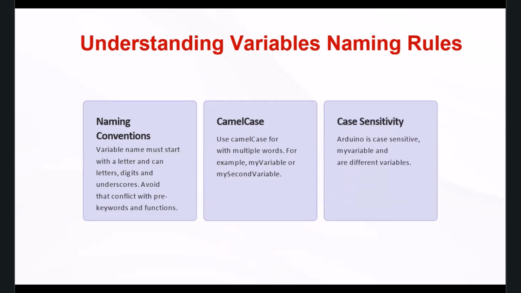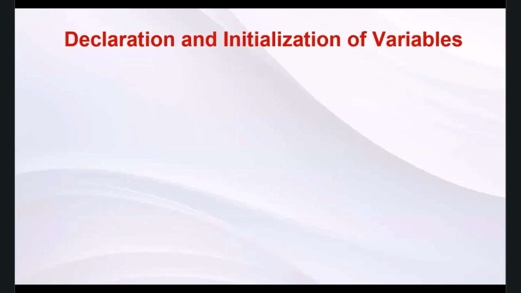The third point that you need to remember whenever you are declaring any variable is that it is case sensitive. So all the Arduino variables are case sensitive. If you write myvariable all in small letters and then declare another variable wherein the m is capital, then both are considered as two different variables. So you need to keep this in mind whenever you are declaring any variable.